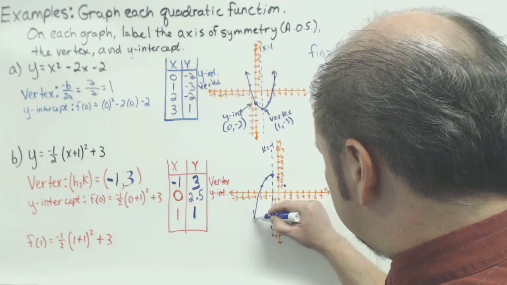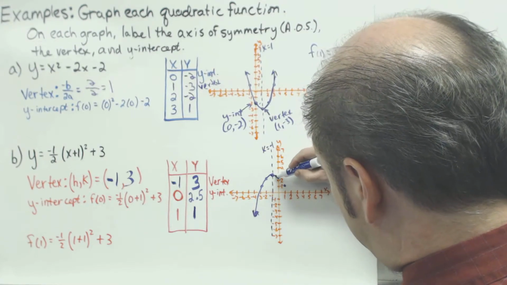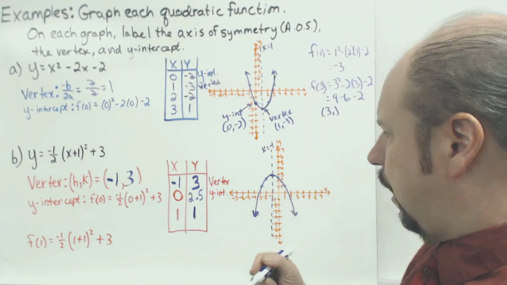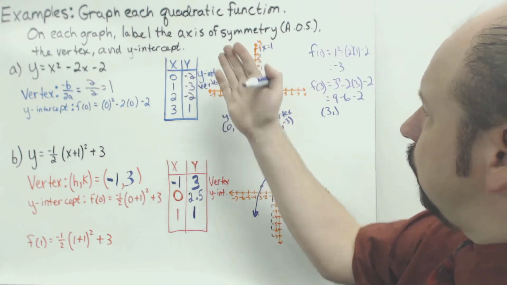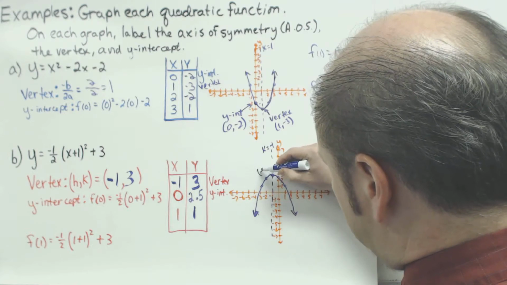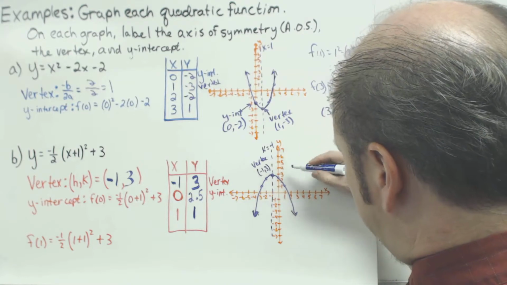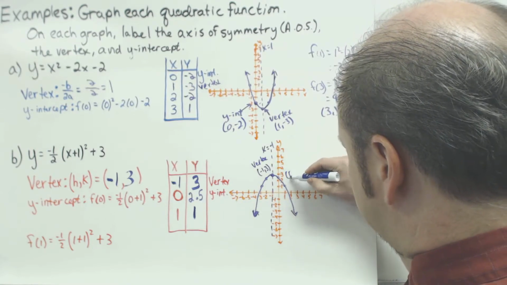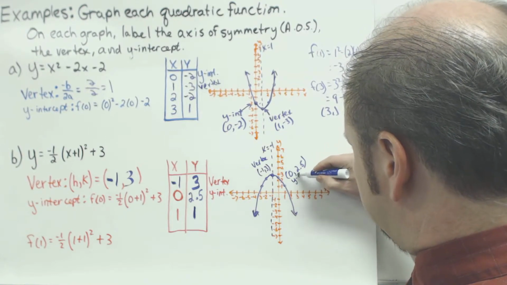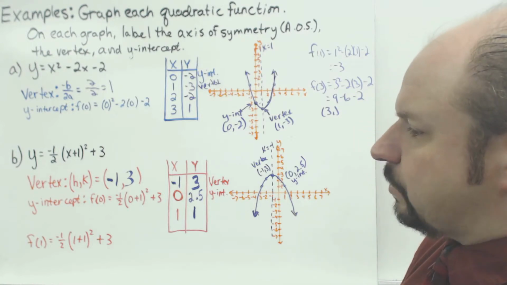So draw that in. That's supposed to be an arrow there. Okay, and there we go. There is our graph. The only thing we need to do now is label. We have the axis of symmetry. Our vertex is at -1, 3, vertex, and our y-intercept 0, 2.5 is our y-intercept. And there we go. We have everything labeled now on our graph that was asked for.